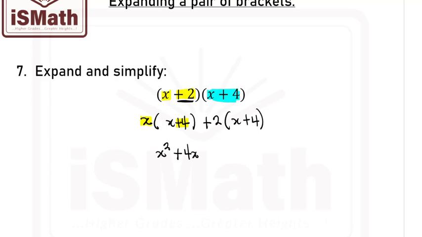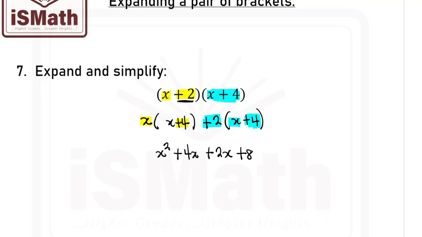I'll open this bracket as well. To remove the brackets, multiply the term outside by each term inside the bracket. So what is outside is plus 2. I'm multiplying that by x, which is inside the bracket. So what I'm doing is multiplying plus 2 by plus x, and when I do so, I'm going to get plus 2x. I'll do the same thing with this one right here. So we have plus 2 times plus 4, and that would give me plus 8.